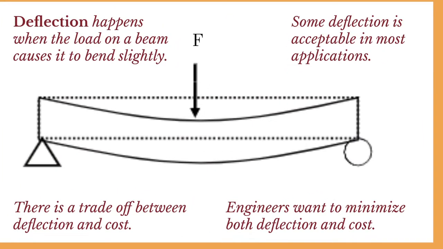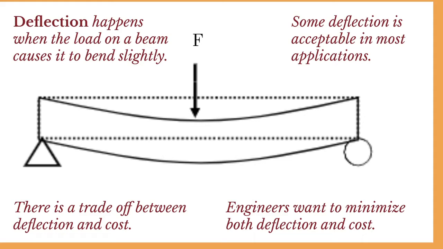So, deflection. Deflection is something that happens when the load on a beam causes it to bend slightly. Whatever force you put on that beam may have some effect on it and cause it to bend a little bit. Some deflection is acceptable in most applications. It's why when you drive across a bridge, you feel it shaking a little bit. That's deflection.